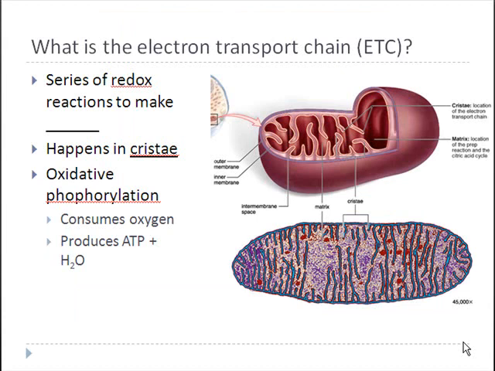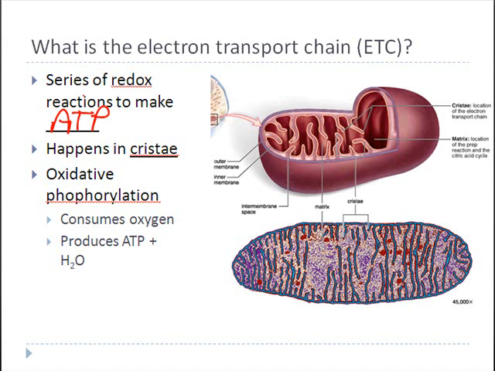The electron transport chain, or ETC, is basically another sequence or pathway of oxidation reduction reactions, just like the Krebs cycle was. The ultimate goal here is, of course, to make ATP.